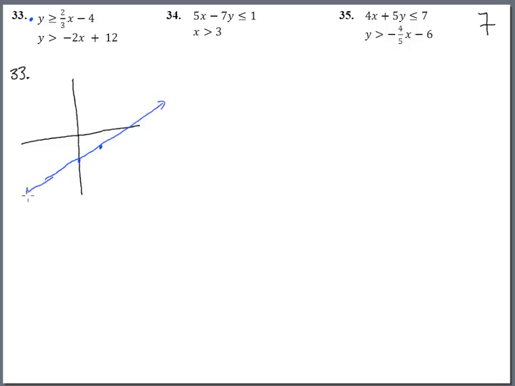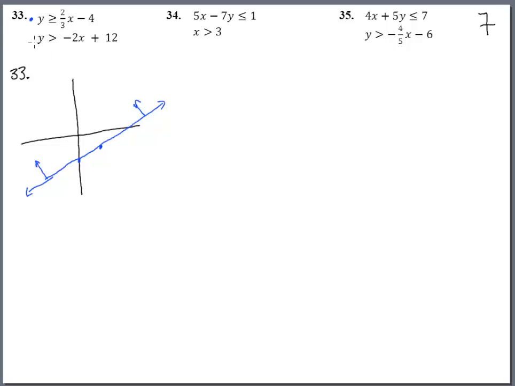Good. And which side of the line are we on? Y is greater than something, so we're going up above the line. Or we could stick in 0, 0: 0 is bigger than -4. Or x has a positive coefficient and is smaller than something, so we should be going left. Either way, it should be up in this area.